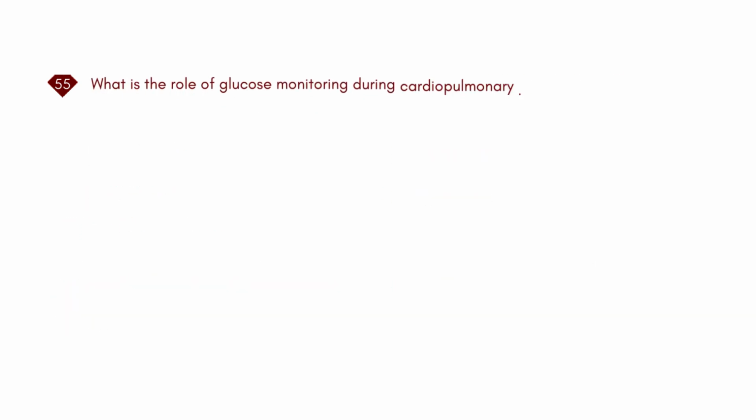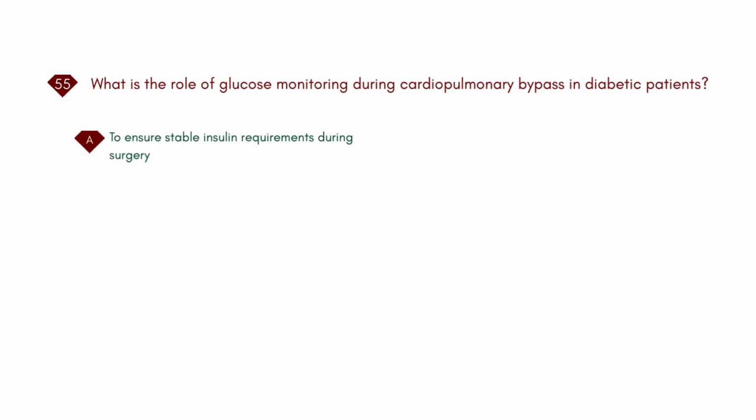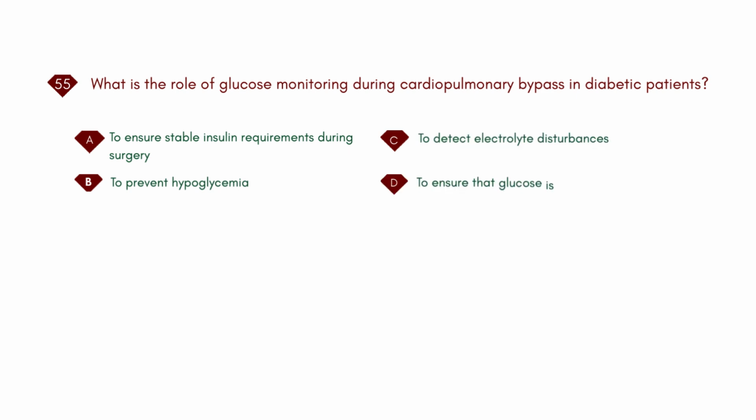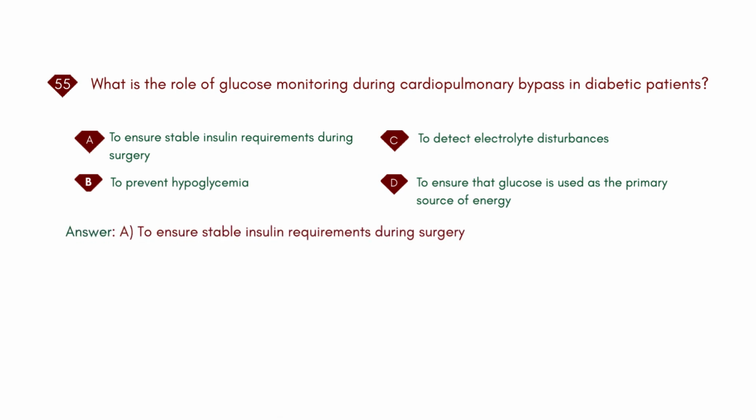What is the role of glucose monitoring during cardiopulmonary bypass in diabetic patients? A. To ensure stable insulin requirements during surgery. B. To prevent hypoglycemia. C. To detect electrolyte disturbances. D. To ensure that glucose is used as the primary source of energy. Answer: A. To ensure stable insulin requirements during surgery.